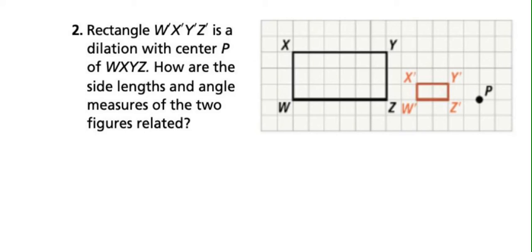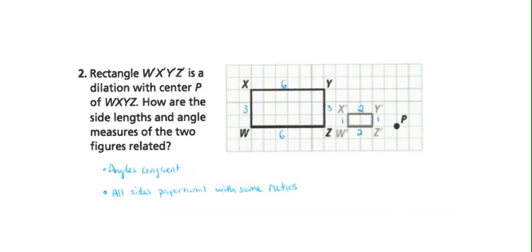So angles need to be congruent, sides need to be proportional. So I want you to prove that for number 2. I'm going to have you pause this and then I'll show you the solution. All right, so hopefully you tried number 2. Here's the solution. We can see the angles are all 90-degree angles, so they're congruent.